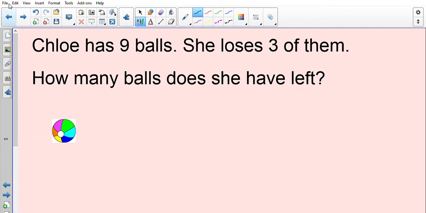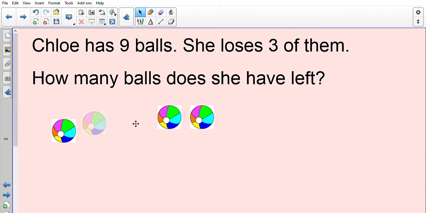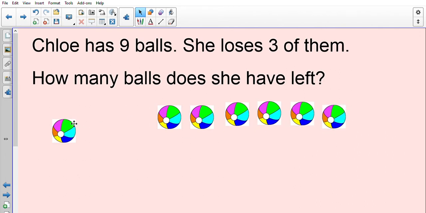Chloe has 9 balls. She loses 3 of them. How many balls does she have left? Let's get 9 balls to start with. 1, 2, 3, 4, 5, 6, 7, 8, 9. 9 balls.